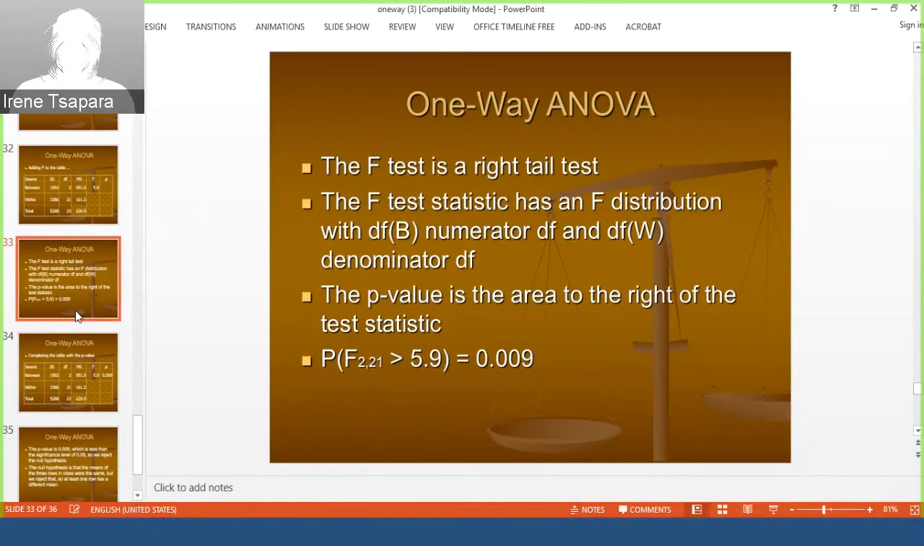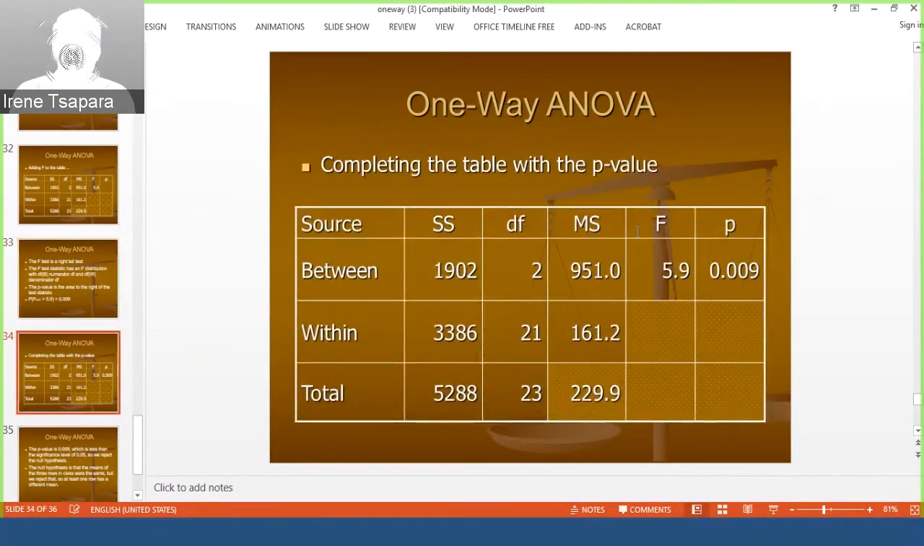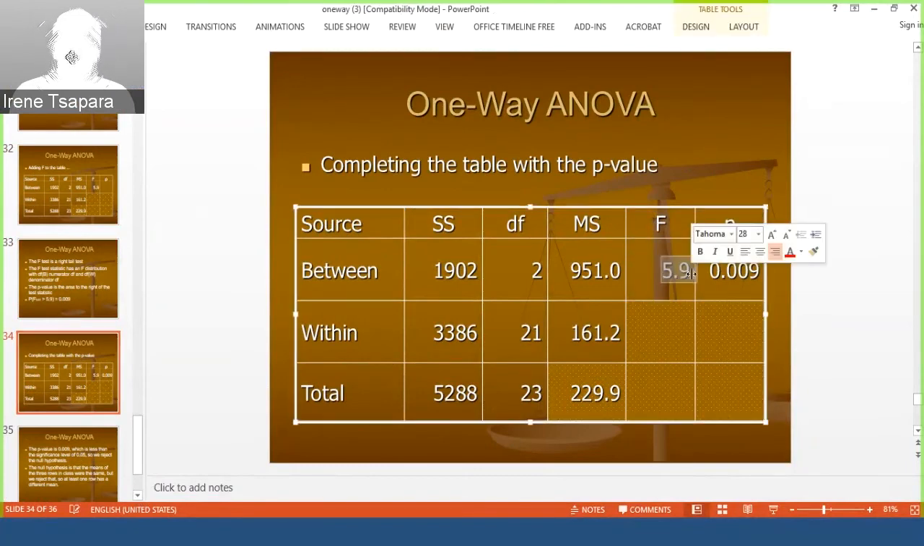If the F test statistic that we find is greater than the critical value that the F table will give us, then we are going to reject. Otherwise, we will not reject. For the specific problem, we calculate the F, and this is 5.9. Now, if you run the F test in R programming, it will give you the p-value, and the p-value will be 0.009 in this case.